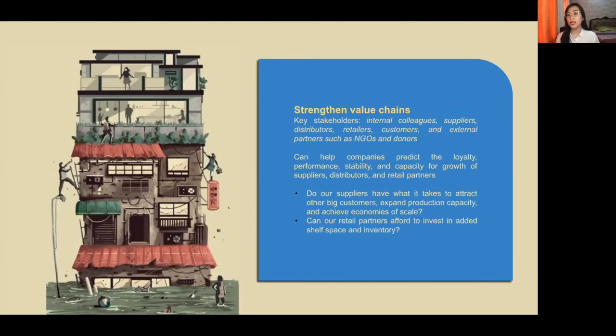Okay? This can help companies predict the loyalty, performance, stability, and capacity for growth of suppliers, distributors, and retail partners. So, dito nyo mame-measure out if you would be able to expand because you have a very good flow when it comes to your supply chain.